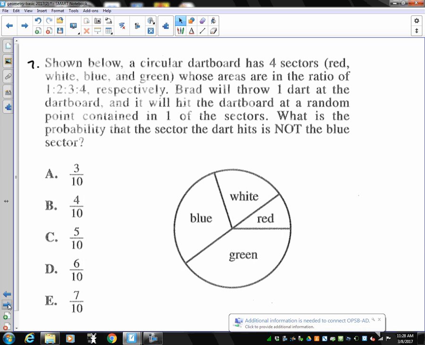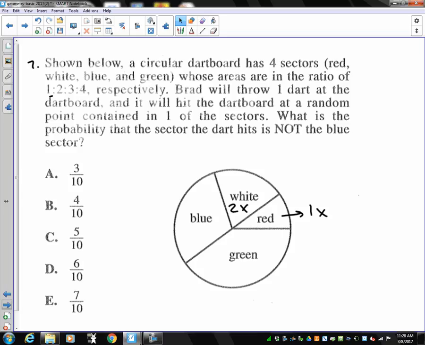Okay, that's a very similar question here. It says, shown below, a circular dartboard has 4 sectors, red, blue, white, and green, whose areas are in the ratio of 1 to 2 to 3 to 4, respectively. Okay, so respectively here means that the 1 is for the red, so we should know from the last problem, we're just going to call that one 1x. And then the 2 would be for the white. You can kind of tell by the measures or how big each little sector is.